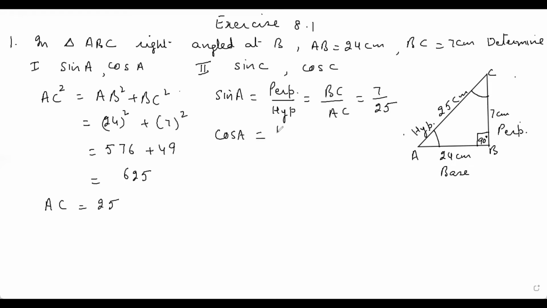Now what is cos A? Cos A is equal to base upon hypotenuse. What is base? Base is AB upon AC. What is AB? That is 24 upon 25.